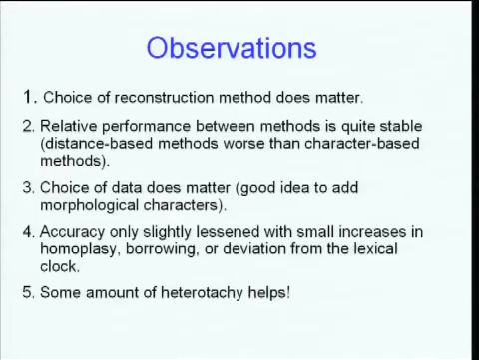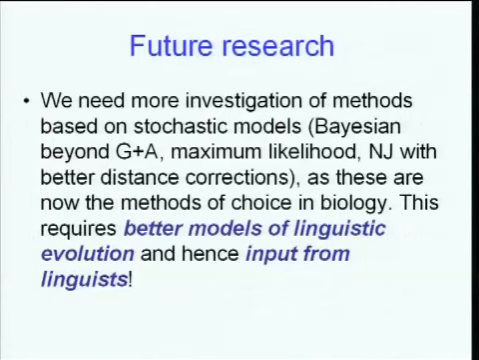And accuracy is only slightly lessened with small increases in these generally considered unfavorable things like homoplasy and borrowing and deviation from a clock. But interestingly, deviating from the rates across sites model is improving things. That again is for me one of the interesting ones. We do need better models. It would be good really to have methods that are based upon stochastic models that actually are based upon good models of language evolution. And there's a very interesting question that has come up about how to model language evolution, in particular just what are the characters.